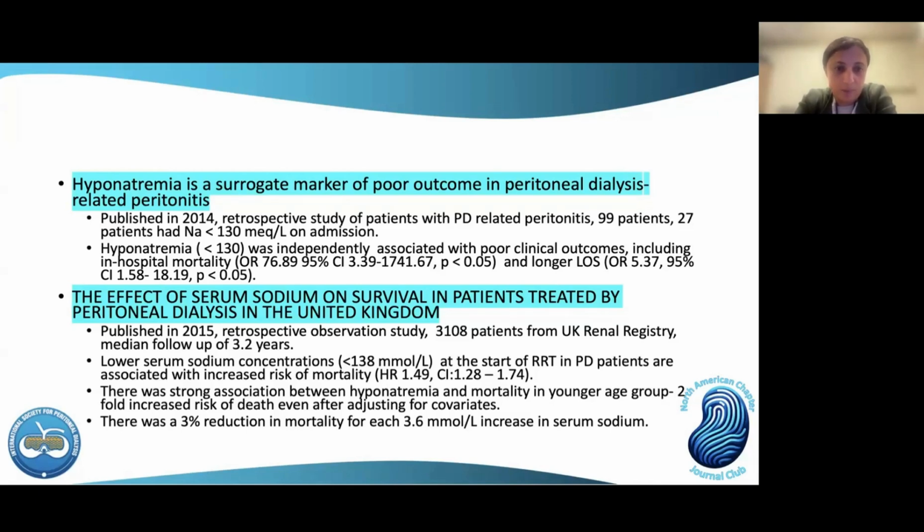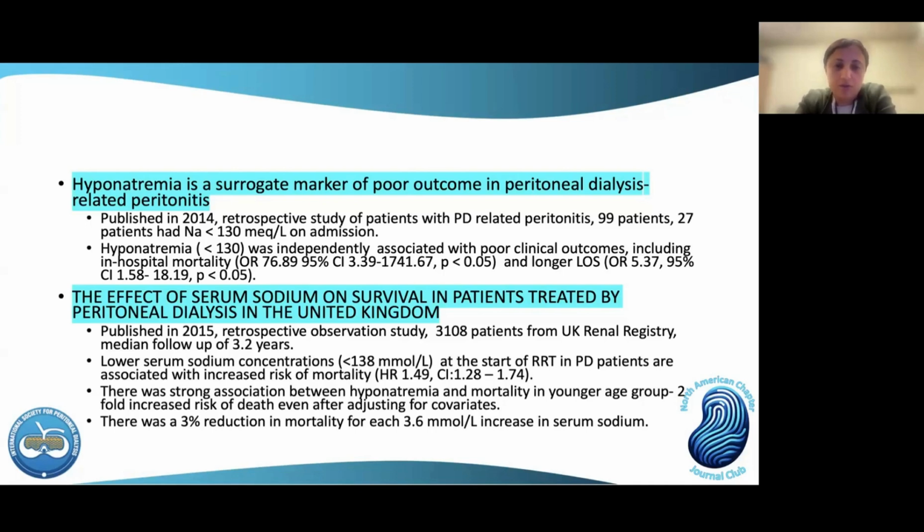Likewise, another study published in 2015 was titled The Effect of Serum Sodium on Survival in Patients Treated by PD in the United Kingdom. This was also a retrospective observational study. They took 3,108 patients from the UK Renal Registry, and the median follow-up was 3.2 years. They defined low sodium as less than 138 in this study. Lower serum sodium concentration at the start of renal replacement therapy in PD patients was associated with increased risk of mortality, with a hazard ratio of 1.49.